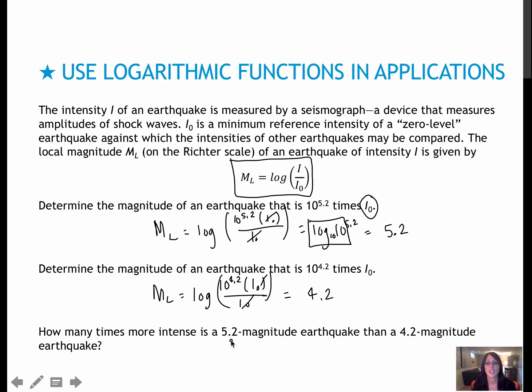Now, how many times more intense is this earthquake than this earthquake? Well, that would be 10 to 5.2 times I sub 0 over 10 to the 4.2 times I sub 0, which canceling out would give me 10 to the 5.2 minus 4.2 using those properties of exponents that we learned so long ago, which gives me 10 to the first, or just 10. So it's 10 times more intense.